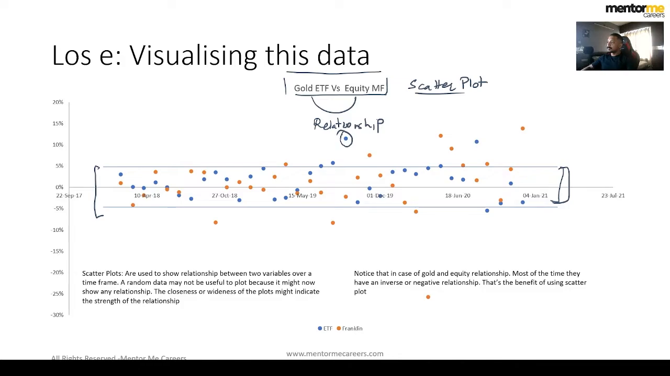So you can see this is the gold ETF, right? So gold is going up and Franklin Templeton or equity is going down. So that means there is also an inverse relationship sometimes. So there are some times when your Franklin is going up exceedingly, right? And then your gold is going down. So that means this can give you an idea that probably this can be useful for diversification, right? So that's what scatter plots get used for.